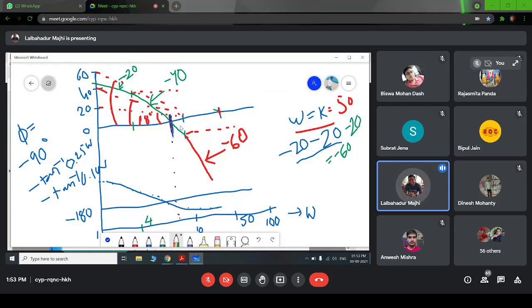So if we consider this diagram, I am getting the gain crossover frequency at around 8 radian per second. Similarly, what is the phase crossover frequency? Around 6 radian per second, right? Which one is the phase crossover frequency? The frequency at which the phase plot intersects the minus 180 degree axis. So it is around 6 radian per second, and the gain crossover is around 8 radian per second.